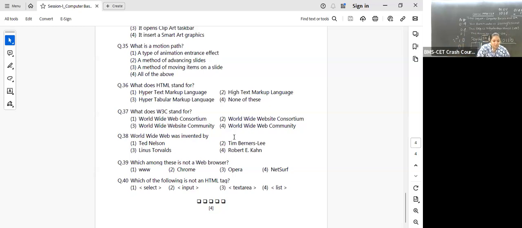Next. World Wide Web was invented by, please mark, Tim Berners-Lee. Option number 2, Tim Berners-Lee. Next one, which among these is not a web browser?